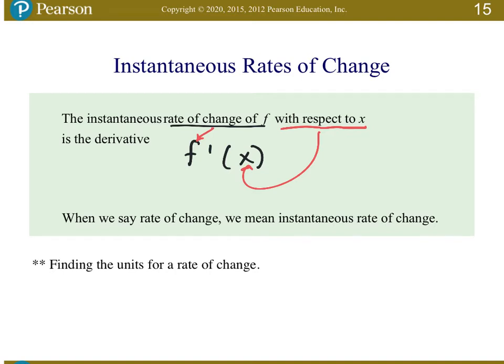And when we say rate of change, we mean instantaneous rate of change. Okay, the implication is, if you don't actually say instantaneous, but just say rate of change, it's the same thing.